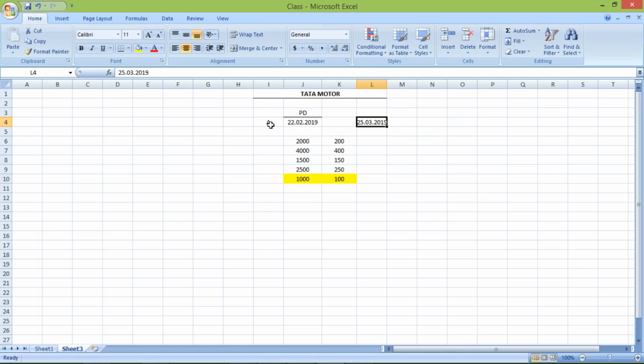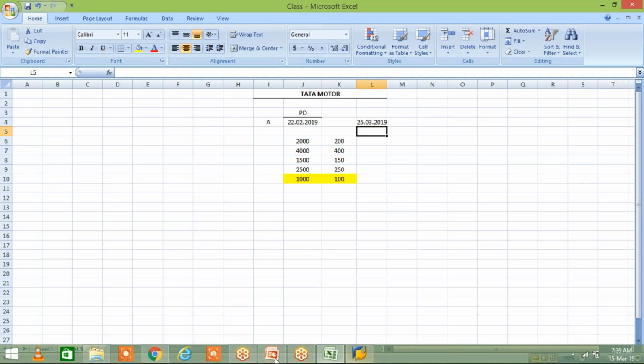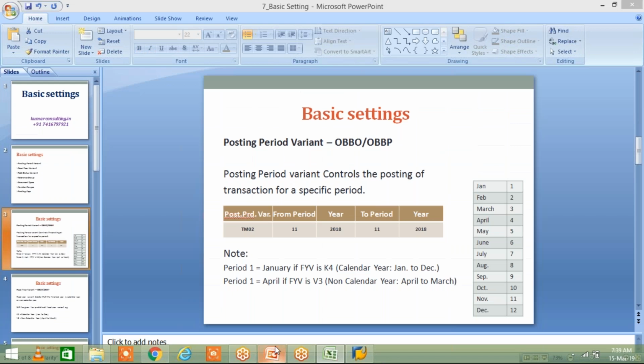Now let's suppose this guy A has done the same thing. February month invoice, he received the invoice in February month and then forgot to post this invoice. Now we have entered the March month. So what is happening, guys? In SAP, we have a functionality to open and close this posting period.